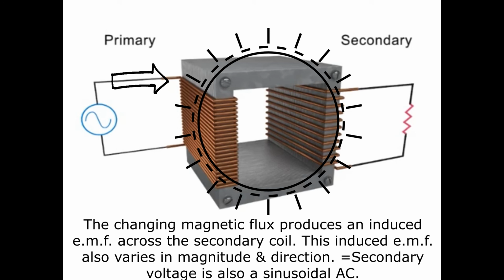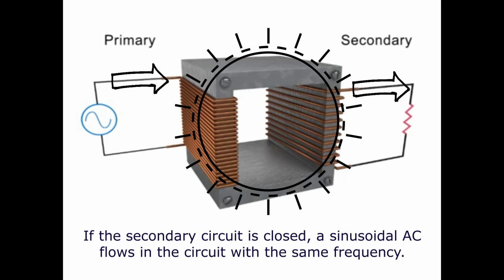The changing magnetic flux produces an induced EMF across the secondary coil. This induced EMF also varies in magnitude and direction. As a result, the secondary voltage is also a sinusoidal alternating current. If the secondary circuit is closed, a sinusoidal alternating current flows in the circuit with the same frequency as the electrical supply.